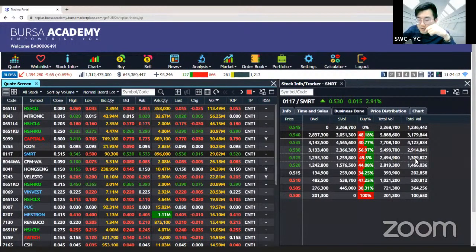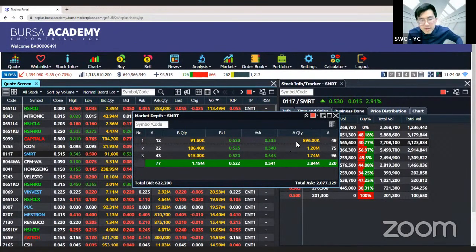For example, today, at 53.5 cents, you can see the total volume and total value transacted here is a lot. So probably this zone is a very important zone. Why is this zone very important? You can go and see the market depth. Basically this zone, but the market depth here is too little already.